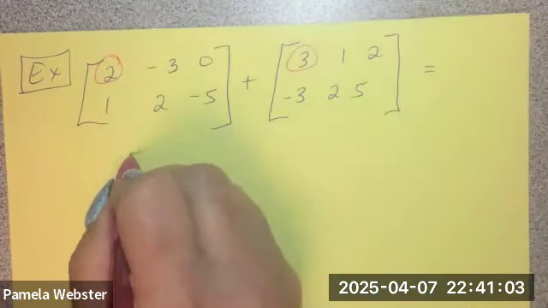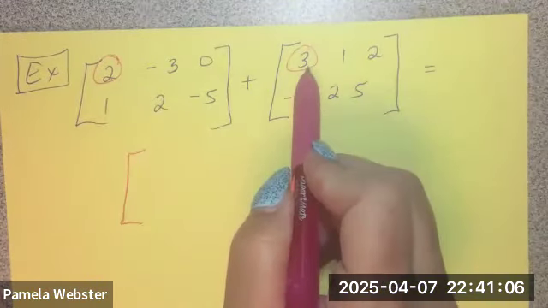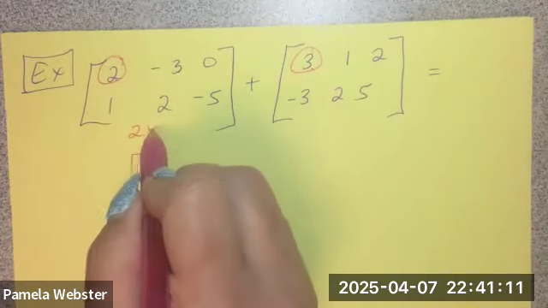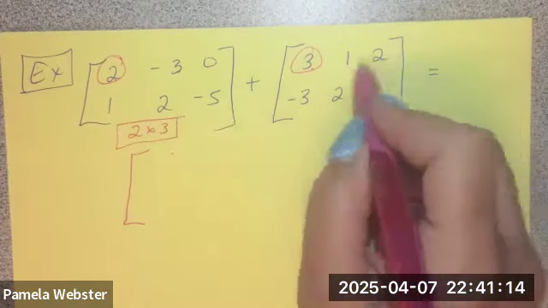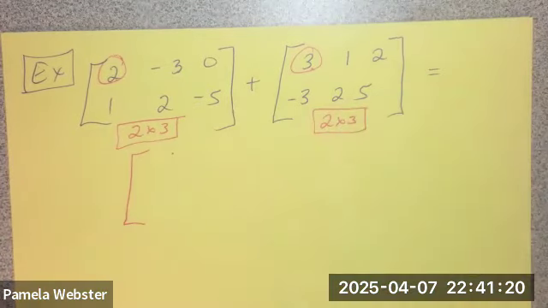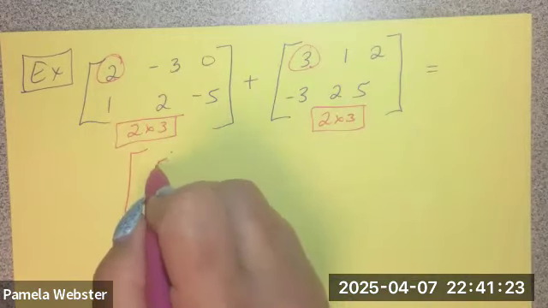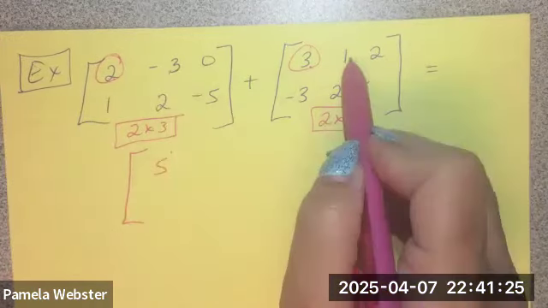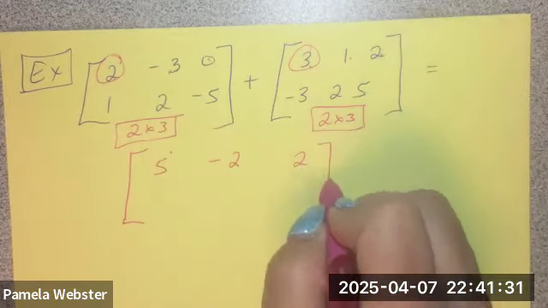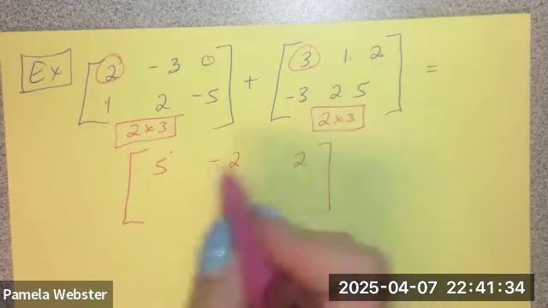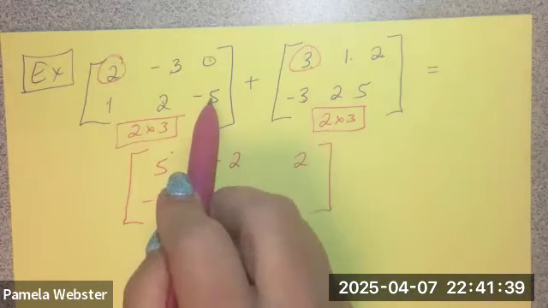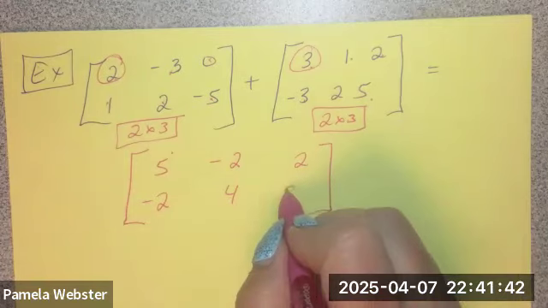The first row, first column is going to be 2 plus 3 is 5, right? Oh, I'm sorry. Before I went on, 2 rows and 3 columns. This is a 2 by 3. And 2 rows and 3 columns. This is also a 2 by 3. So can I add it? Yes. Okay. 2 plus 3, those are in the same spot. That's a 5. -3 plus 1, that's -2. 0 plus 2, that's a +2. 1 plus -3, -2. 2 plus 2, that's a 4. -5 plus 5 is a 0.